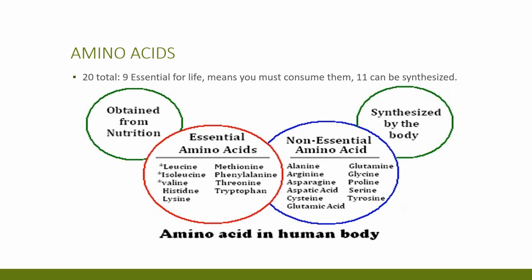And if you look on here to the right, the non-essential amino acids are alanine, arginine, asparagine, aspartic acid, cysteine, glutamic acid, and glutamic acid is actually a neurotransmitter, believe it or not. It's the most common excitatory neurotransmitter in the central nervous system, which is crazy, right?